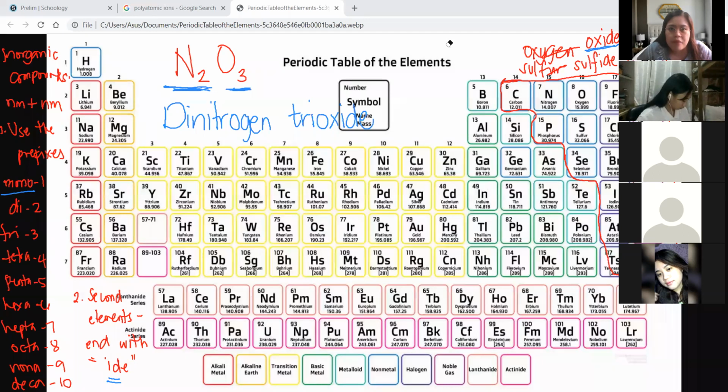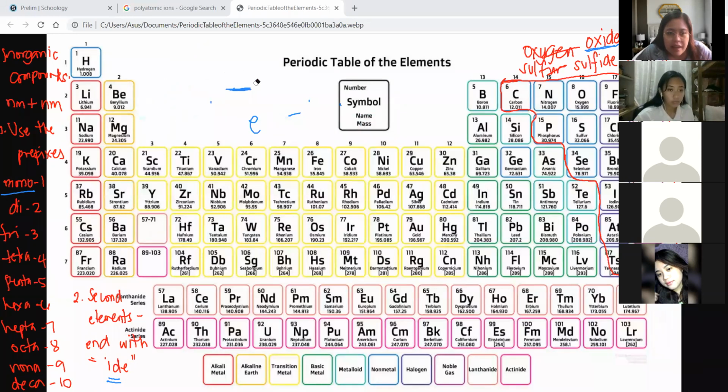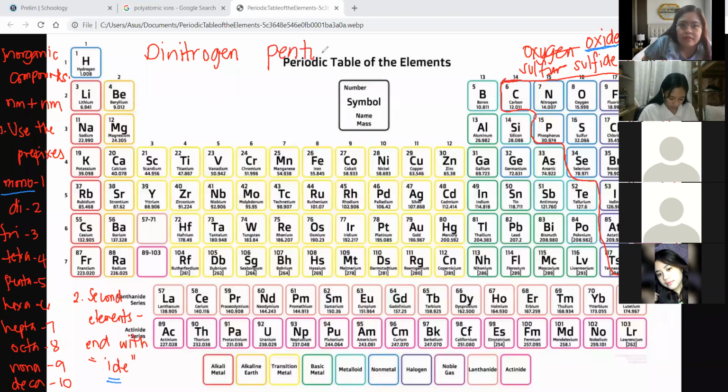So, karon pagpahimuon ta og chemical formula, kung example, baliktaron nato siya. Ang ako ang ihatag kay chemical formula. Example lang akong ihatag is dinitrogen pentoxide. Ayan. So kana akong gihatag dinitrogen pentoxide.